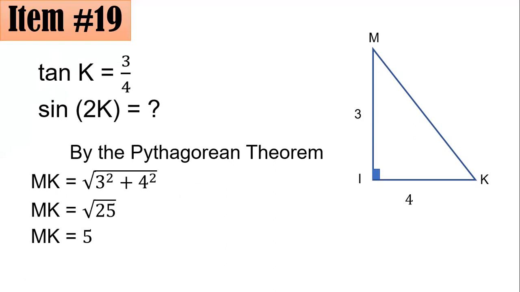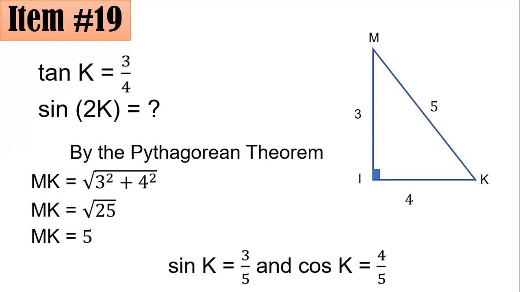By the Pythagorean theorem, the measure of MK is the square root of 3 squared plus 4 squared, because the length of the hypotenuse is the square root of the sum of the squares of the two legs. So that's why we have here square root of 3 squared plus 4 squared. 3 squared is 9 plus 16. That's 25. And the principal square root of 25 is 5. That's why MK is 5 units long.